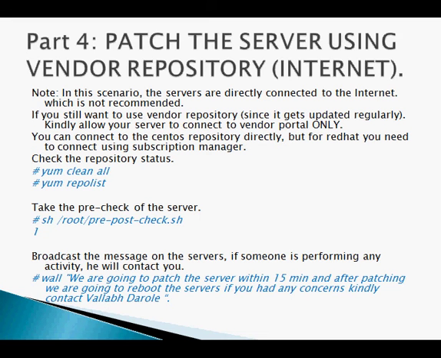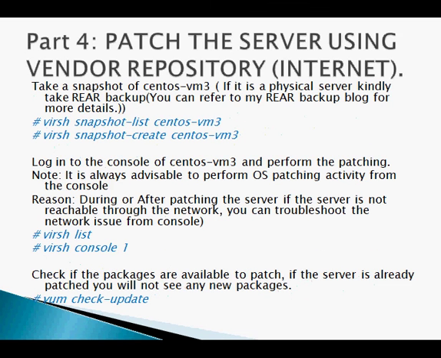Let's understand how we are going to do this thing. Here we are going to check the repository directly. We are not going to move anything into the backup folders. We will perform the pre-checks. Then on the wall we will execute the command, broadcast the command. We will take the snapshot. We will log into the console. Using yum check-update, we will check the packages available.